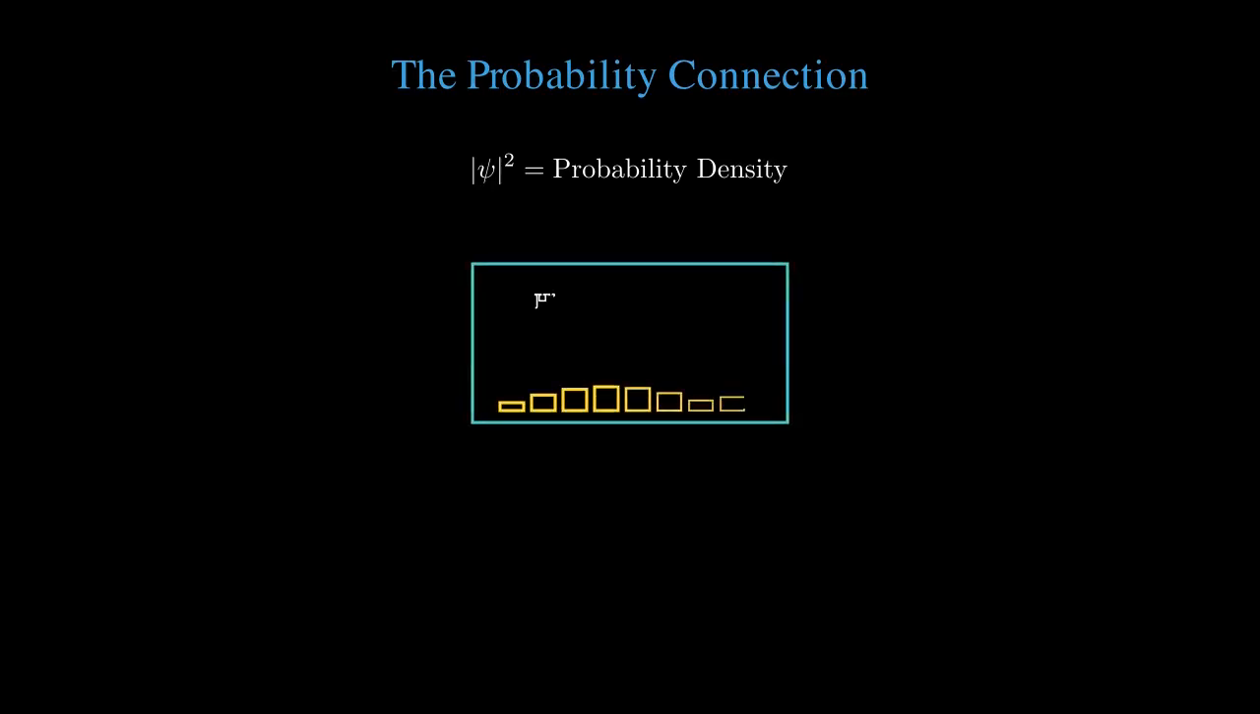The wave function connects directly to probability. The square of the wave function's magnitude gives us the probability density of finding the particle at a location. Where the wave function is large, there's a high probability of finding the particle. Where it's small, the probability is low.